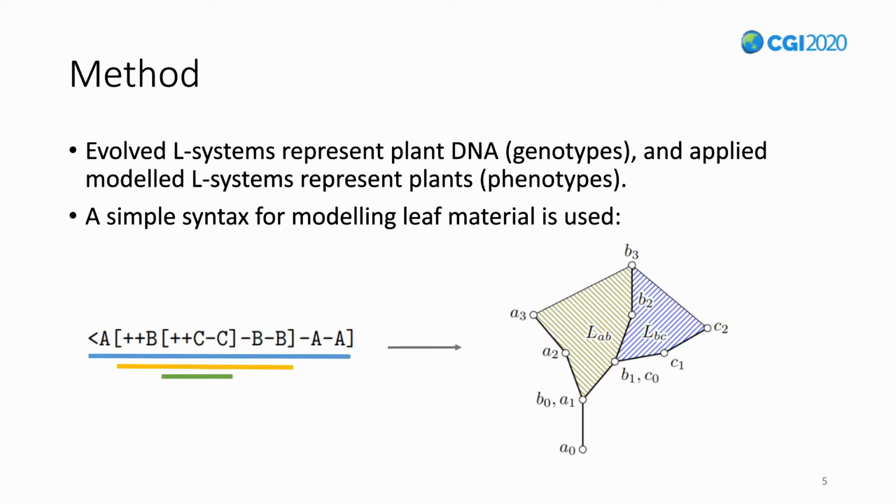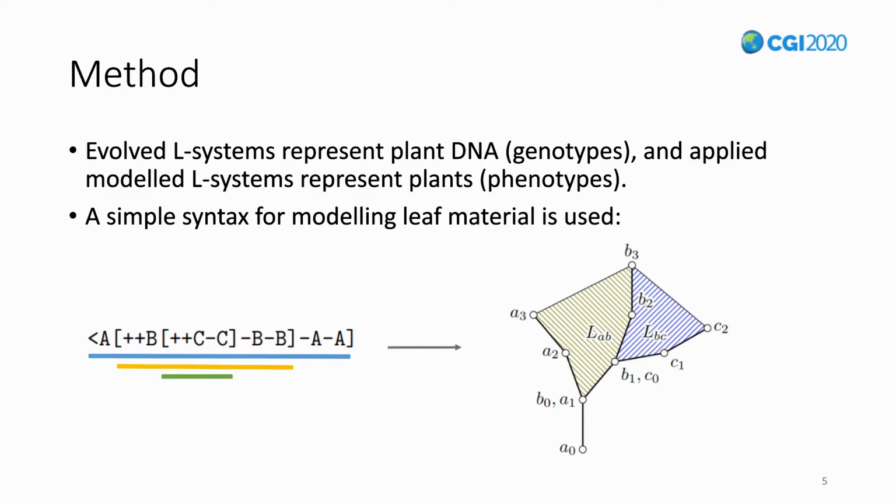Evolved Lindenmayer systems represent genotypes, or the DNA of plants, and applied modeled Lindenmayer systems represent the phenotypes, or the plant structures themselves. The string of symbols on the slide represents the aforementioned branching syntax. Because plants need to be able to form leaves as well, to be able to photosynthesize, 2 types of branches are created. Branches opening with square brackets are normal branches, while branches opening with a less than sign indicate that leaf material must be formed between this branch and all branches connected to this branch.